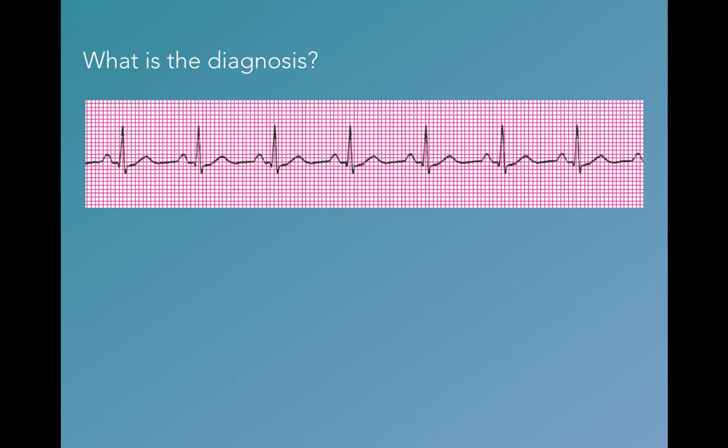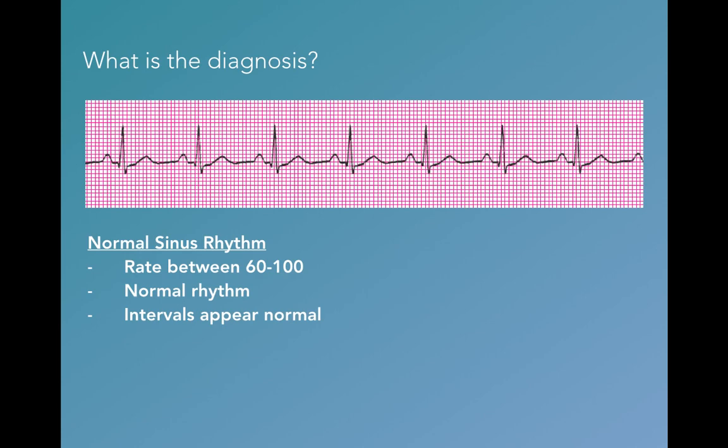If you look at this, I'll give you a second, or you can just pause it. So this is normal sinus rhythm, right? The rate is between 60 and 100. It's hard to see exactly where the box starts, but I would say it's about 75 beats per minute. It's a normal rhythm. If you used calipers or checked the 300, 150, 100 for each one of these, you would find that they're all the same. And the PR intervals, the QRS, and the QT all appear to be normal.